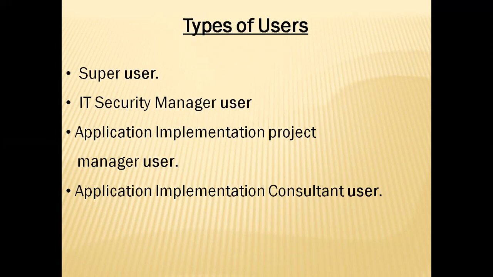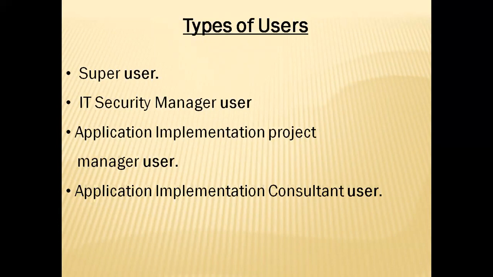In Fusion applications, users are not directly assigned access to individual functions and data. Instead, access is provided through roles. Roles group users for a specific purpose and define their access privileges. During the installation of Fusion applications, a super user called FA admin, meaning Fusion Applications admin, is set up by default with the following roles: the application implementation consultant and the IT security manager.